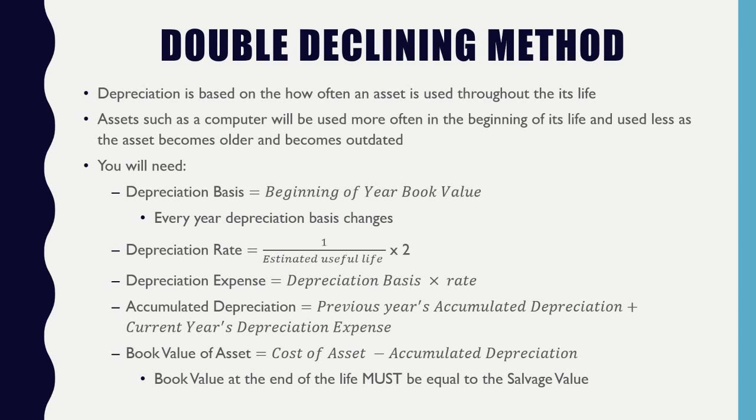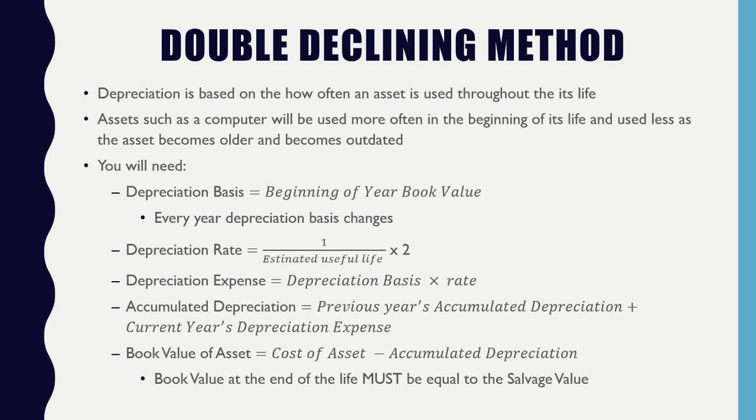And of course, that means for year 2, the beginning of the year's book value is going to be the end of year 1. So in this case, we're going to be using the book value for the depreciation basis. Therefore, every year you're going to be calculating a different value. And then, of course, the depreciation rate this time is going to be 1 over its estimated useful life times 2. 1 over the estimated useful life.